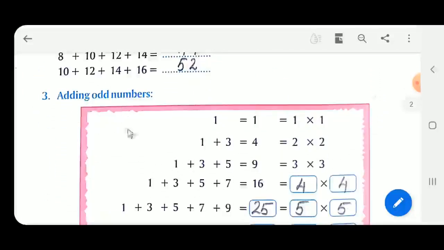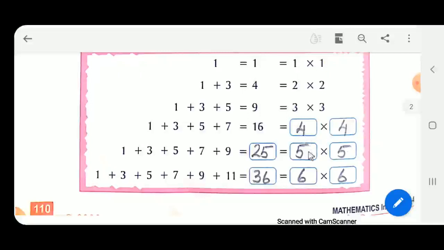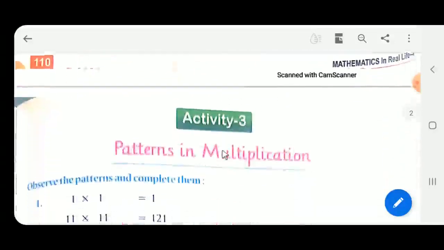Then adding odd numbers. Odd numbers are 1, 3, 5, 7, and it goes on. See, what is 1, 2, 3? So, what is the next number? 4, then 5, then 6. So, in the second way also, 1, 2, 3 is there, then 4, 5, 6. 4 4s are 16, 5 5s are 25, 6 6s are 36. If we add 1 plus 3 plus 5 plus 7 plus 9, you will get 25 only.